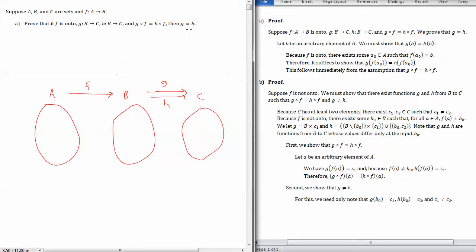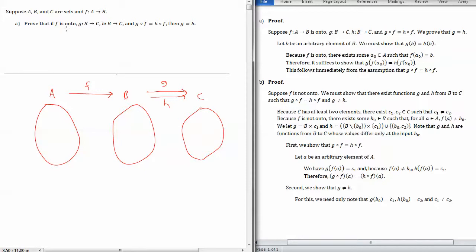Now, that last statement there, you might think to yourself, that's probably always true, because we're really just sort of canceling the f from the right of each side to get g equals h, right? But it turns out this assumption that f is onto is actually required there. It's not necessarily true without that assumption.